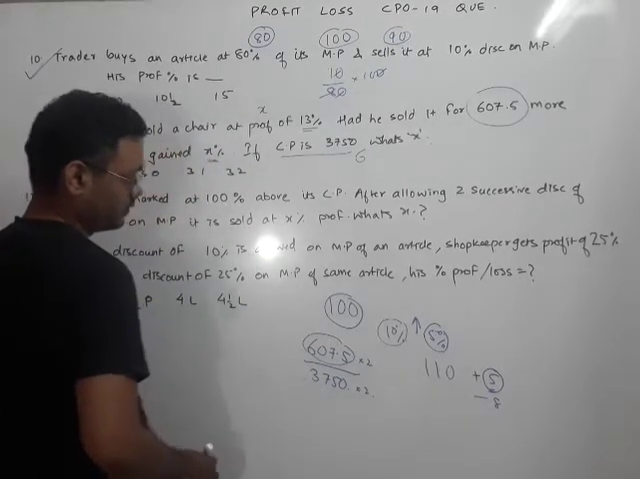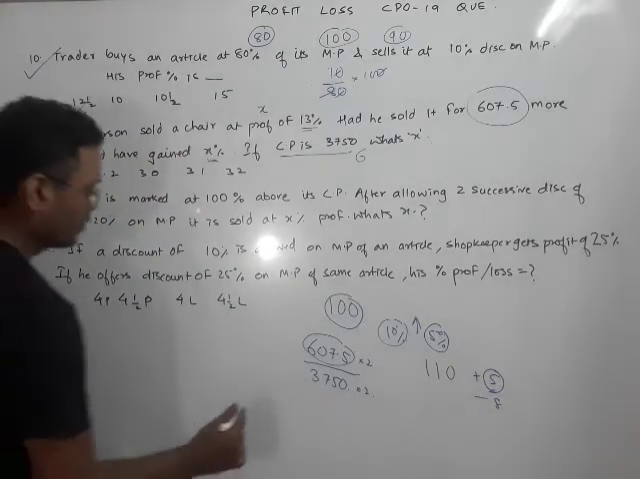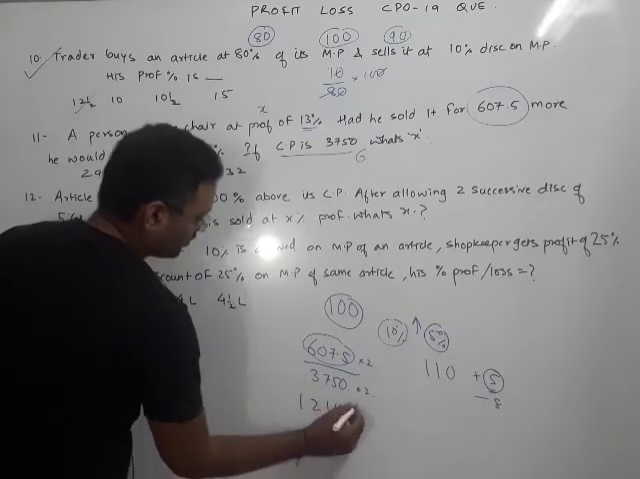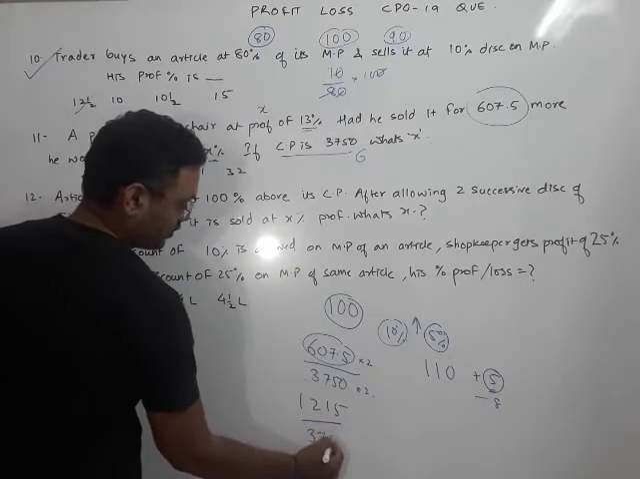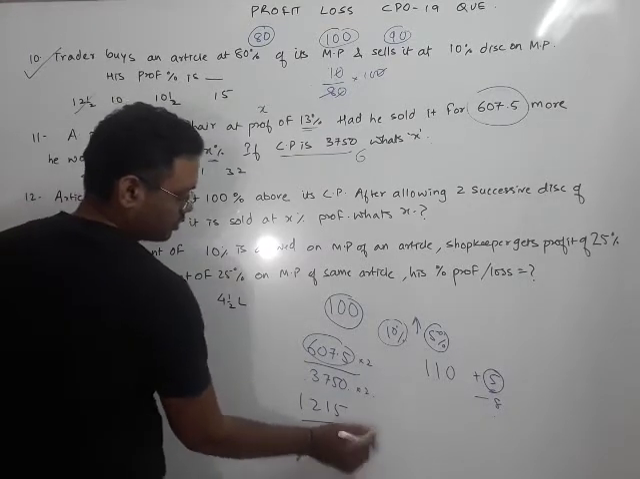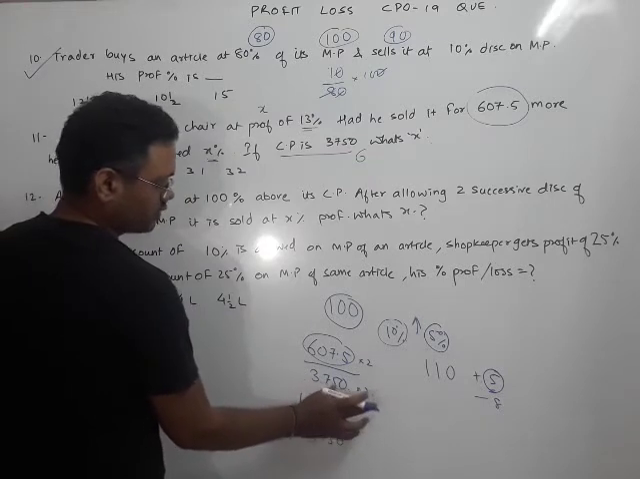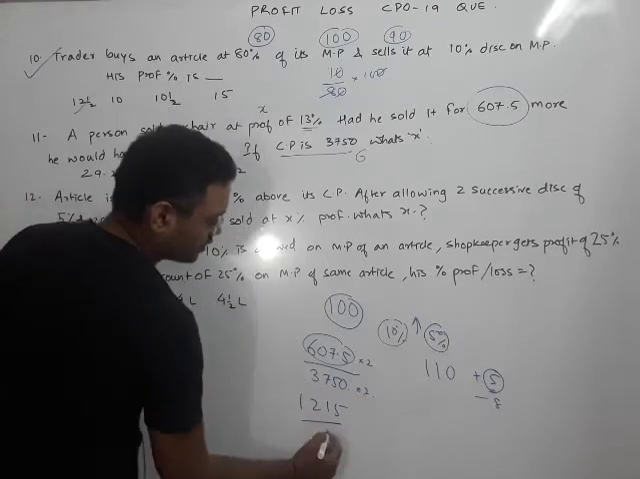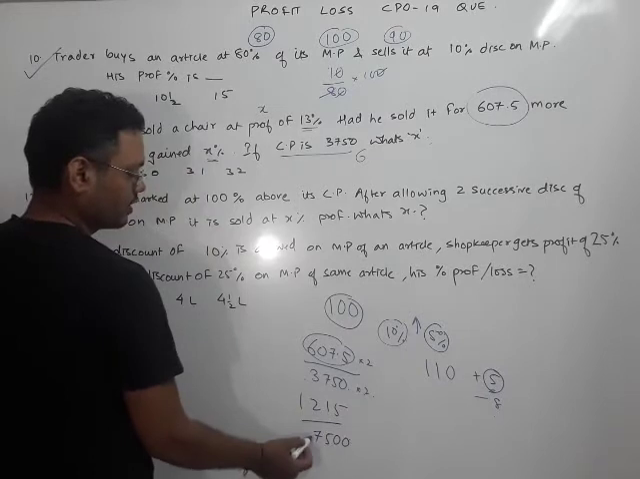Is there any another way with DS if we can do this? Okay, don't confuse yourself with DS. 1215 upon 3750 into 2. This is again into 2 is nothing else but 3 into 2 is 6, 7.5 into 2 is 15, so it is 7500. So now you find the percentage of it.